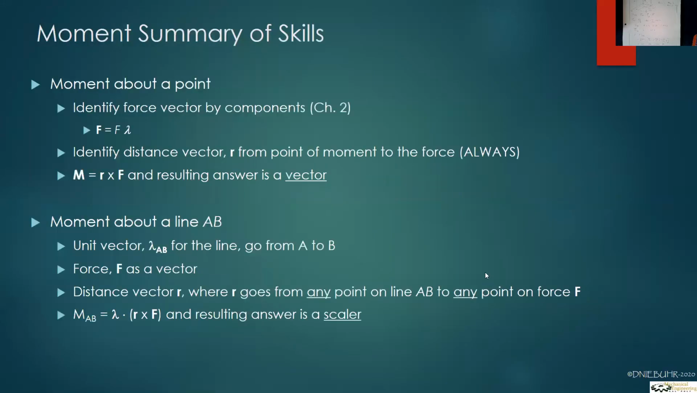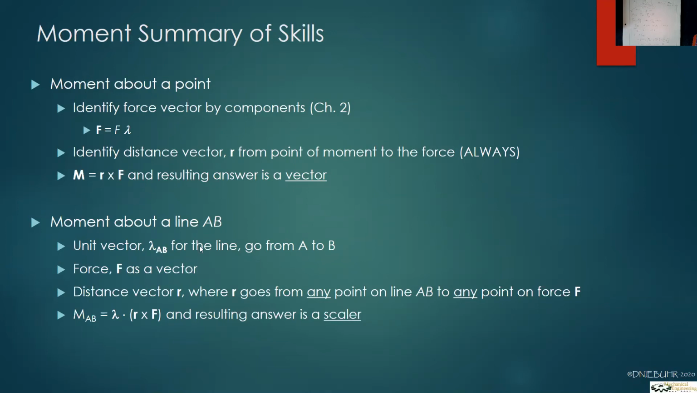All right, so summary to this point, we have a moment about a point. So if you're going to do that, you just need to identify the force vector by components. I've been harping on this a lot, but you should have this down. This should be something that you can do in your sleep. You get a force that's just a scalar, and you know its direction. You should be able to convert that to a vector. You should always be able to identify the distance vector. And again, this is moments. Remember that R is always the point of the moment to the force, always. So you always go from the point where you're taking the moment to the force. Then you just do R cross F, and your result is a vector.